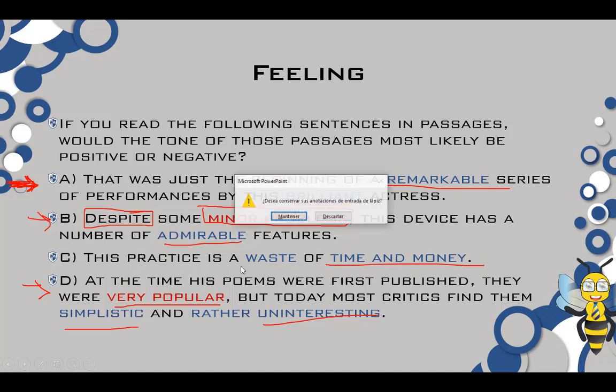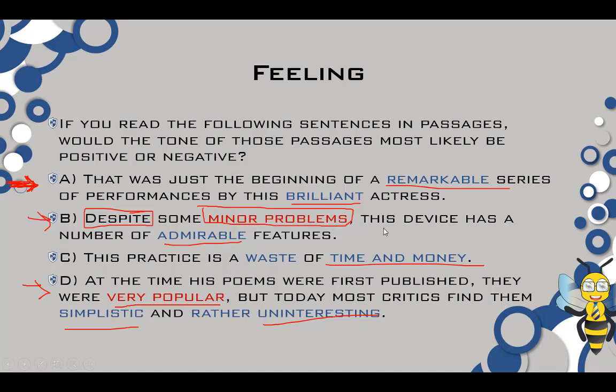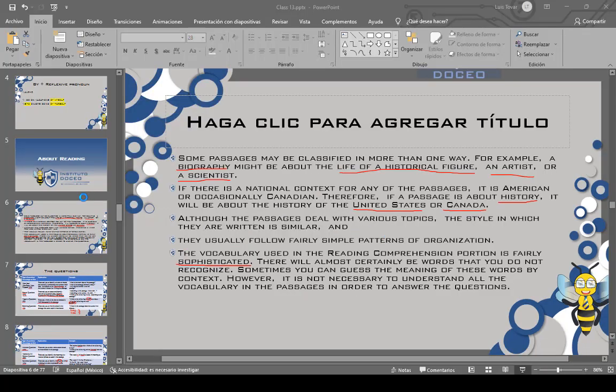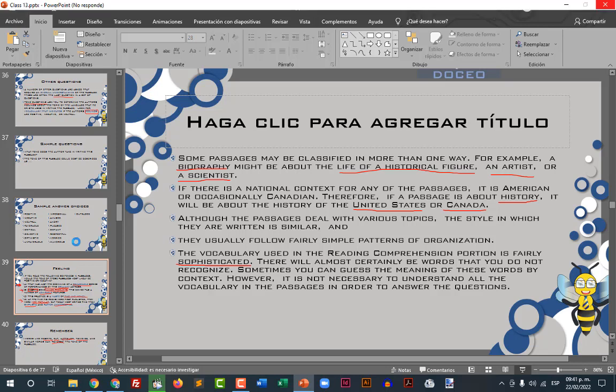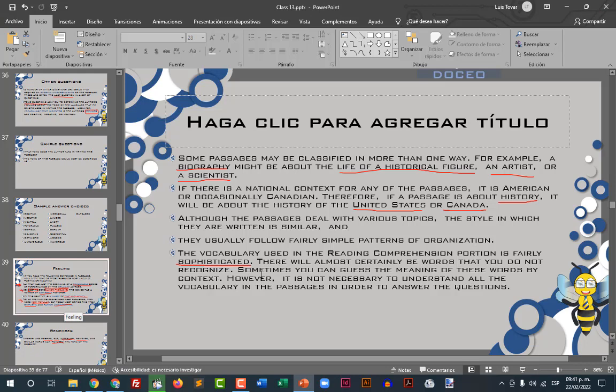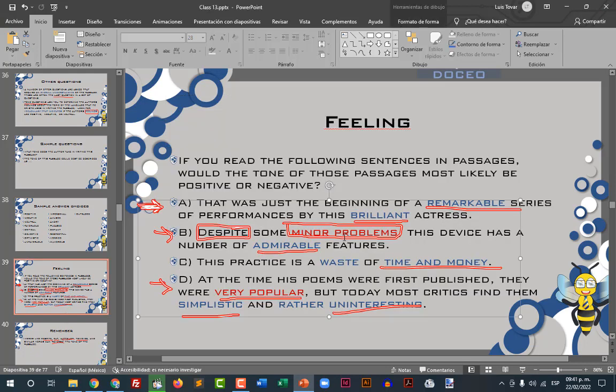Give me just a second. Let me just erase this so we can do the activity.